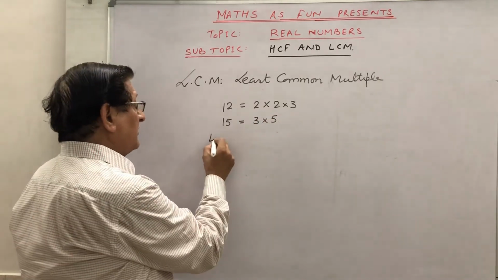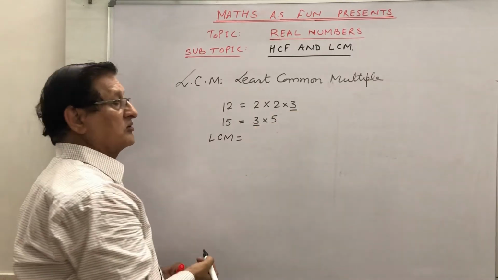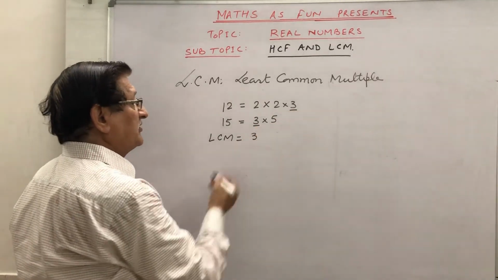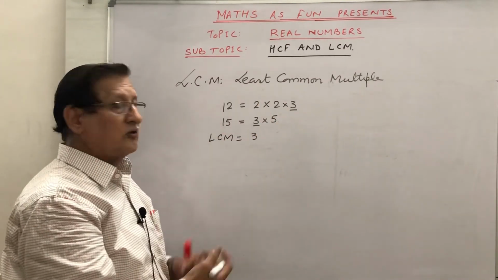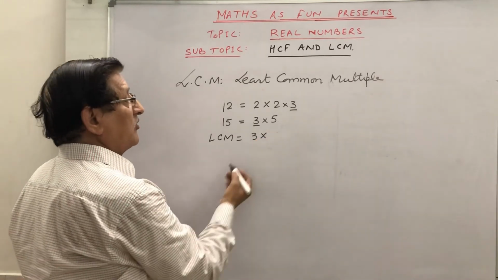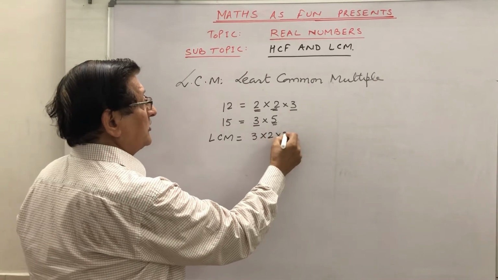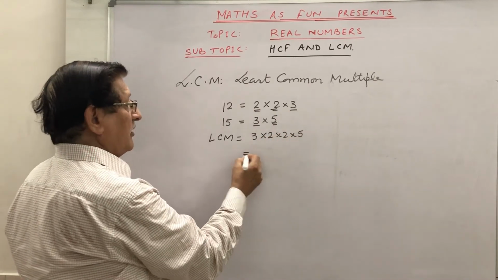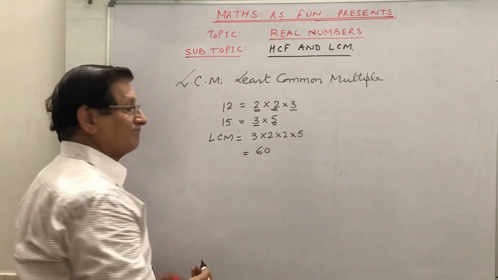To find out the LCM, first we take the common factor of both, and the common factor we are finding is 3. Then we see if there is another common factor. No, we don't find. And in case we are not finding any common factor, then the remaining factors of both the numbers will be taken here, 2 into 2 into 5. And the LCM is 3 into 2 is 6, 6 into 2 is 12, 12 into 5 is 60.